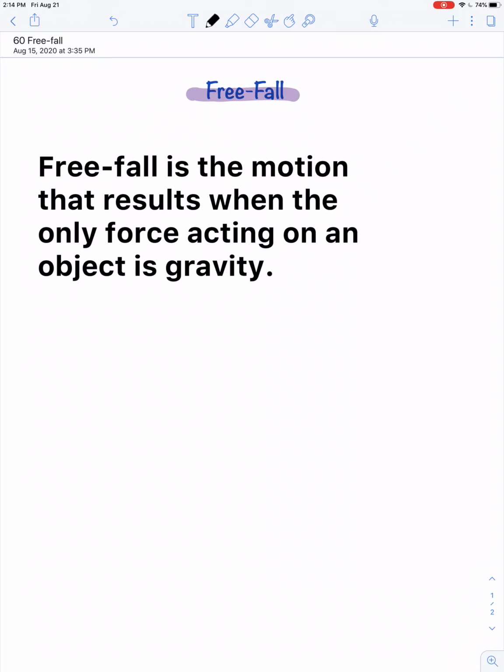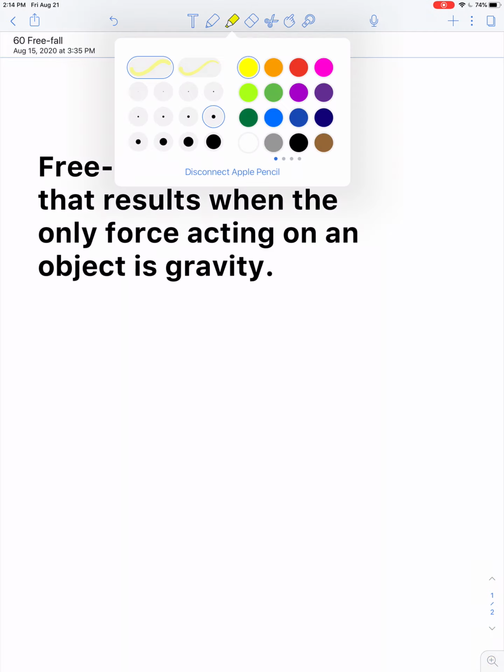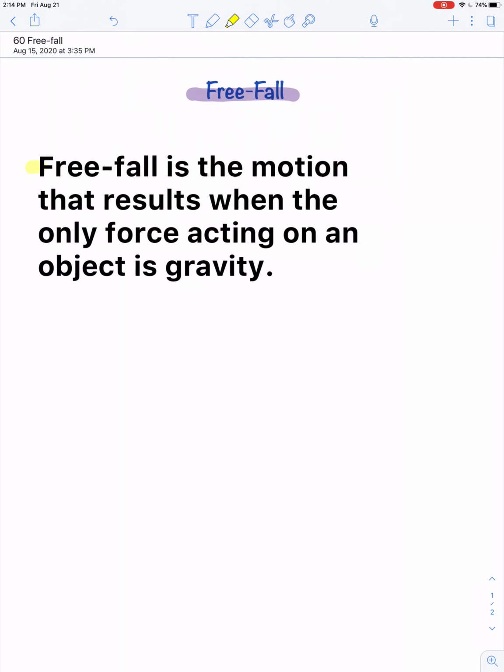So in our study of one-dimensional motion, we've moved on to the study of free fall. When you drop an object, it moves in one dimension, from wherever you release it straight down toward the ground, and it moves with a constant acceleration. That resulting motion, when gravity is the only force affecting the object, is known as free fall. In fact, that's worth writing down. You should certainly include this statement in your notes, that free fall is the motion that results when the only force acting on an object is gravity.